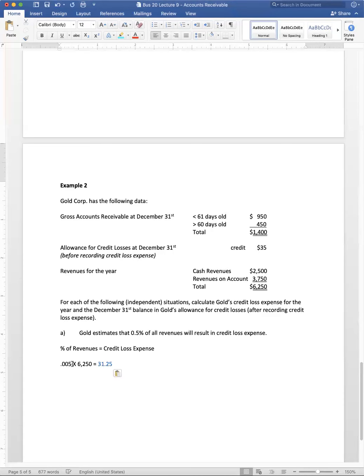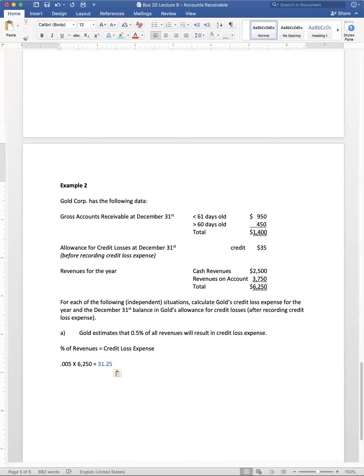All right, so let's calculate 0.5% of the revenues. Now I wrote this out in decimals because I know sometimes people have difficulty with the decimal percentages and the actual decimal. 0.5% is 0.005 for your calculator. Okay? And we're going to multiply that by all revenues, which are $6,250, and that's going to give us $31.25.